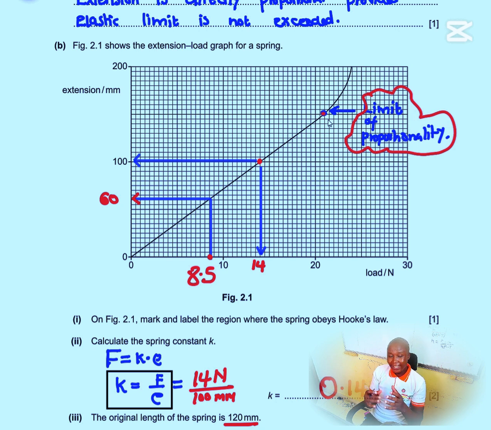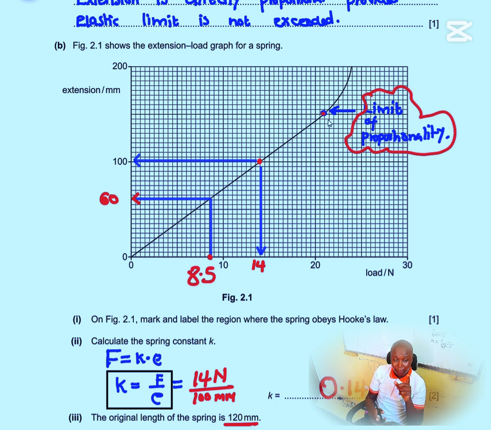So if you are asked to define limit of proportionality, what are you going to say? Can you put it in the comment section there? What is the limit of proportionality? If you are preparing for these major exams, you should know how to define limit of proportionality.